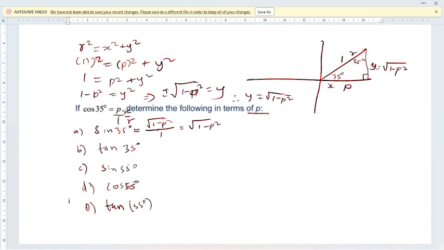Right, tan 35 degrees. Tan again is opposite over adjacent. We must also write it again like this. You must also write it.